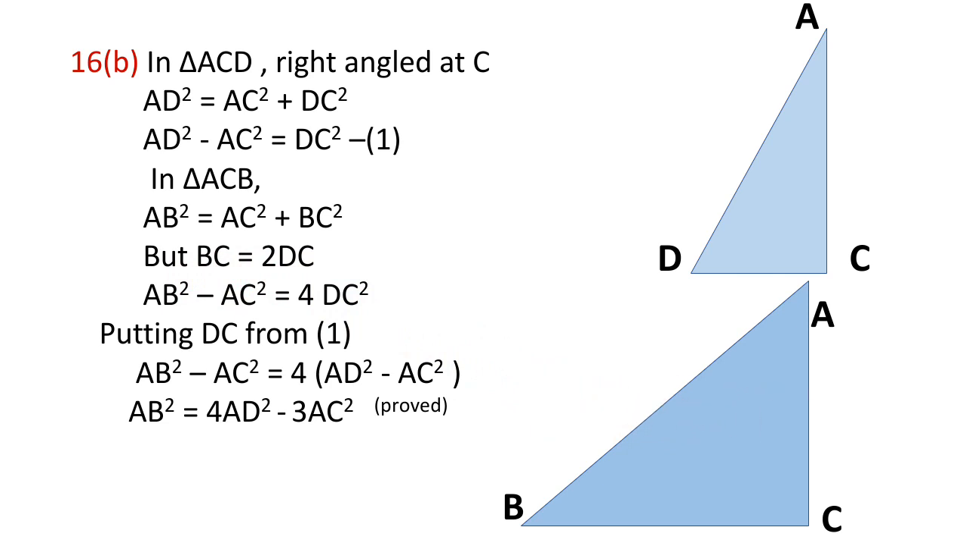So after putting BC as 2DC, we have AB square minus AC square equal to 4DC square. Now we all know that the value of DC in terms of AD and AC, we can replace from equation 1. Putting the DC from equation 1, we can get the part that we have to prove. So this is done with question number 16b. So this is all for today. Thank you, class.